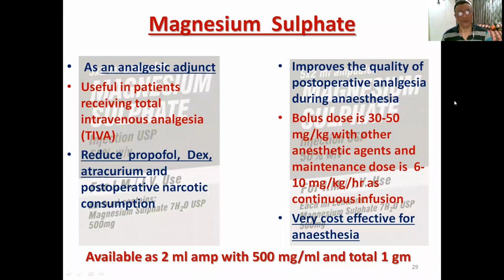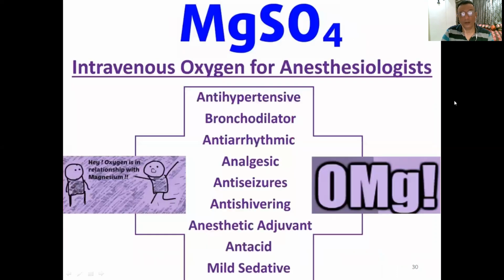Now magnesium sulfate, one of my very favorite drugs. It is an analgesic adjuvant, useful in patients receiving total intravenous anesthesia. It reduces the dose of propofol, dex, and atracurium, and is very cost effective for anesthesia. It is available as a 2 ml ampule with 500 milligram per ml, total 1 gram. It is only 10 rupees per ampule.